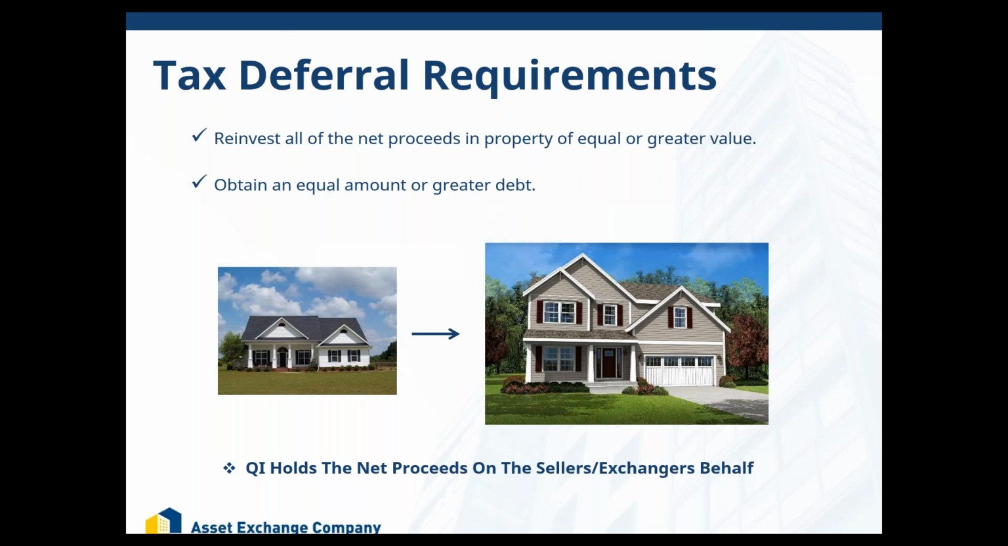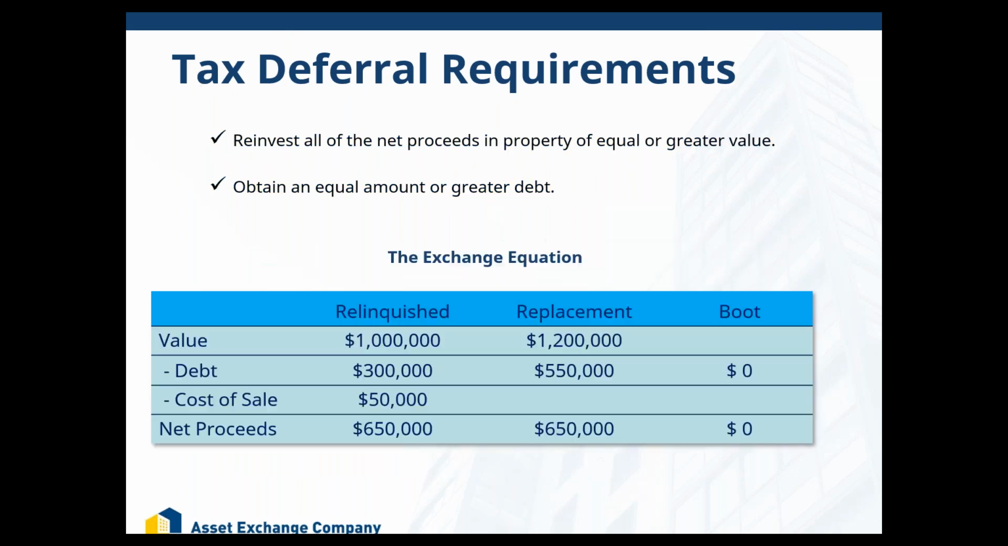Now, obviously, if you don't have any debt, if you don't have a loan that you're paying off, well, you're not required to obtain a loan in the purchase of your replacement property or properties, but you do have the option, if you need to or if you want to, to help you buy your replacement property. How do the numbers work? Here we go. Here's a quick example. In our example, let's say we're going to sell our relinquished property for $1 million.